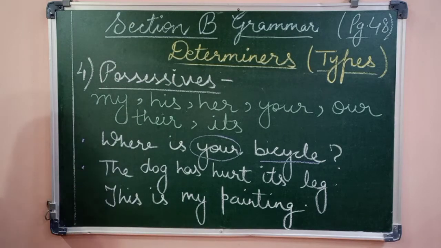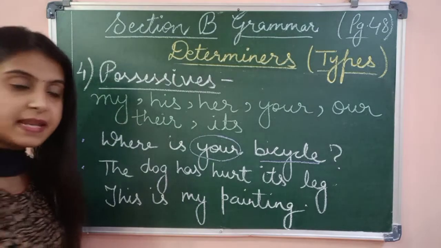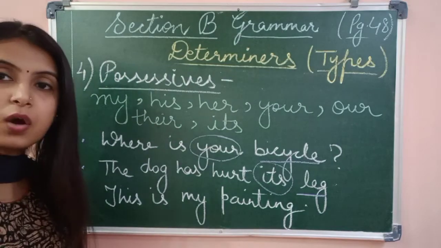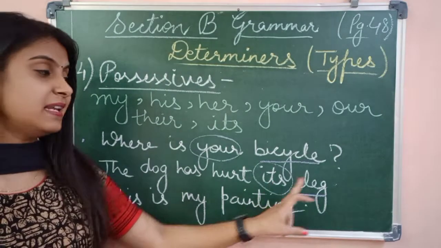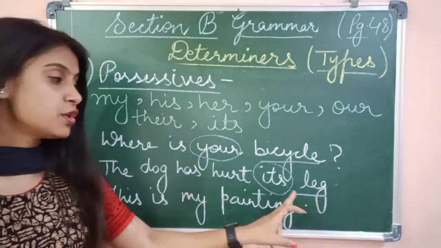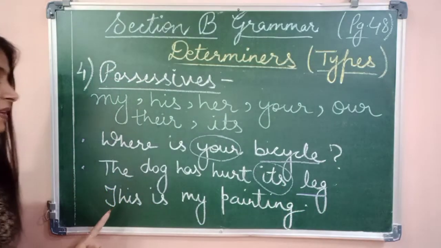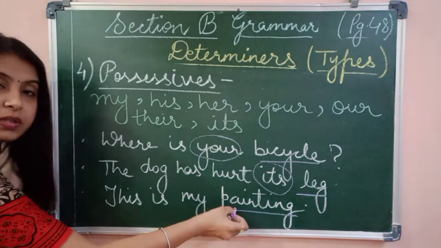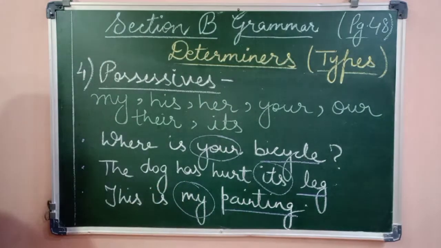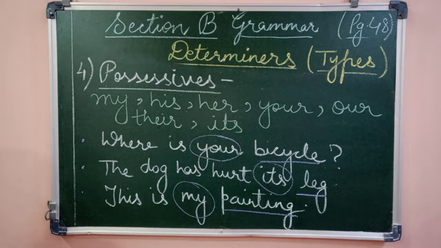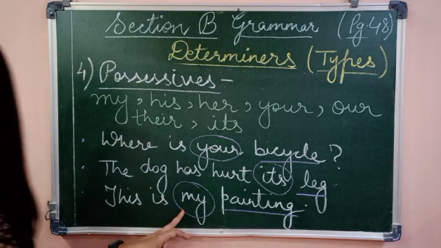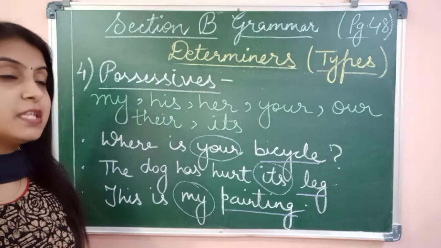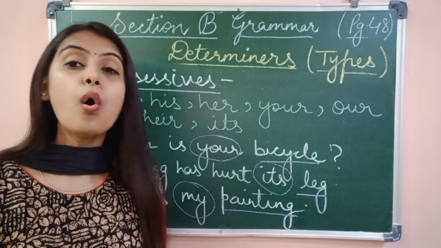Then next example, the dog has hurt its leg. Now before the noun leg we have used its to show possession. Its shows that the leg belongs to the dog. So its is again a possessive. Then third example says, this is my painting. Now painting is a noun. Before the noun we have used the determiner my, which is showing belonging, that the painting belongs to me. So my again is a possessive. So possessives are the determiners that are used to show possession, belonging, or ownership.